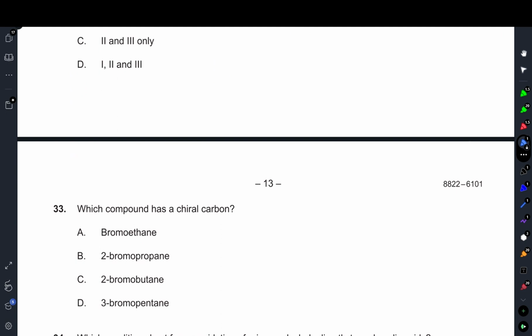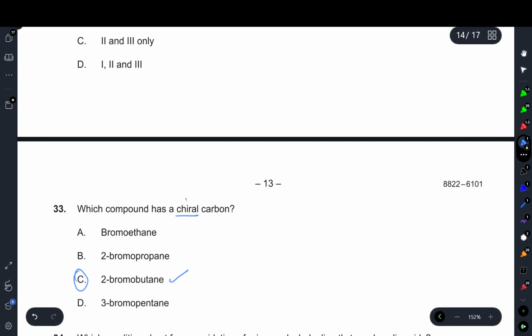Which compound has a chiral carbon? So this one, if you've been doing a lot of questions, you'd know that 2-bromobutane is the correct answer, since it has a chiral carbon on carbon number 2. But let's just talk about what a chiral carbon is. It needs to be connected to 4 different functional groups.